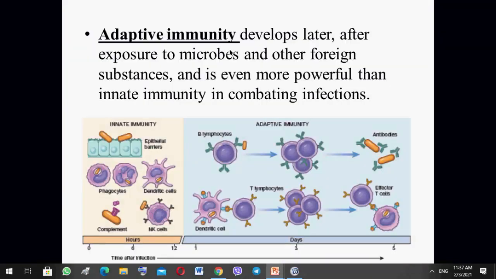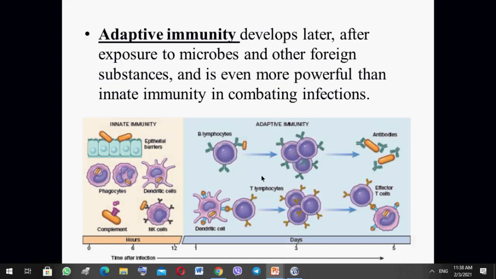The adaptive immunity, it develops later and after exposure to the microbes and other foreign substances. It is more powerful, it is more specific than the innate immunity in combating the infection. So in this diagram we can see this is the natural immunity, epithelial barriers, some cells, antigen-presenting cells, phagocytic cells, natural killer cells, complements. They are the first line of defense. They react rapidly, but their reaction is usually not very strong, and it is also not specific because they react against everything. Then the adaptive or the acquired immune system, they will react specifically, more powerful, and it will try to eliminate the pathogens, okay?